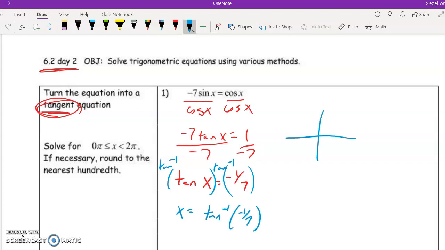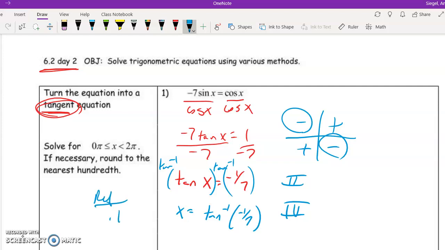Okay, so tangent is positive in the first and third, negative in the second and fourth. So I know that it's going to be in the second and fourth quadrant. I also know that it's not on the unit circle, so I'm going to type in my calculator. So tangent inverse of, and I do the positive 1/7. So I know that my reference angle is going to be about 0.142. And I'm going to apply it to the second quadrant and the fourth quadrant.